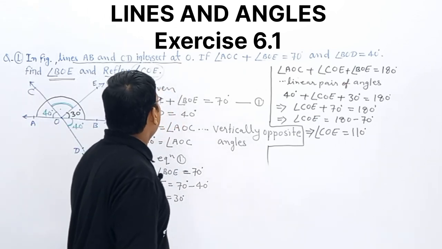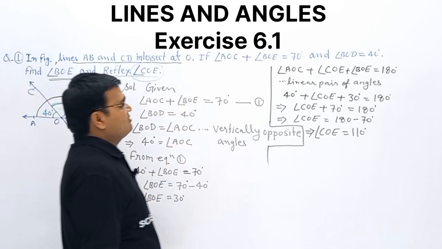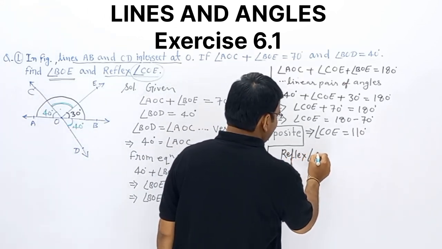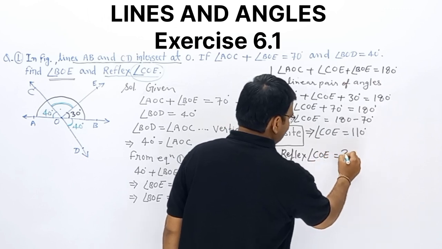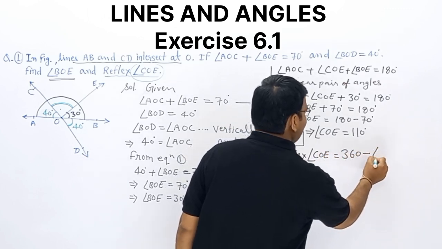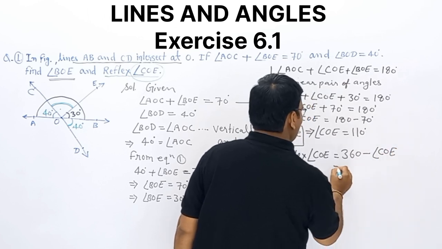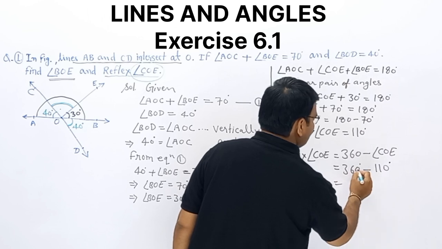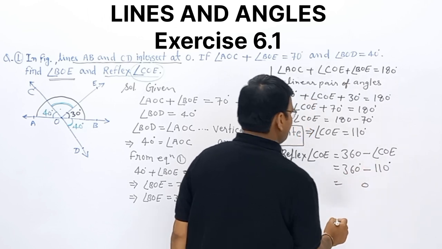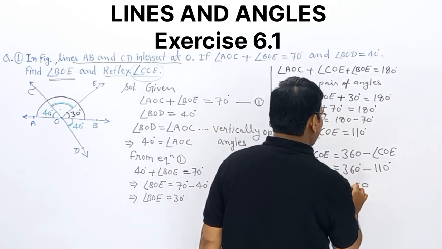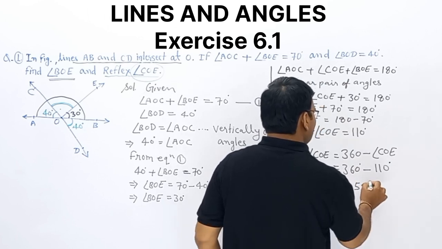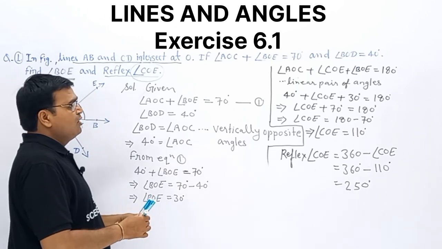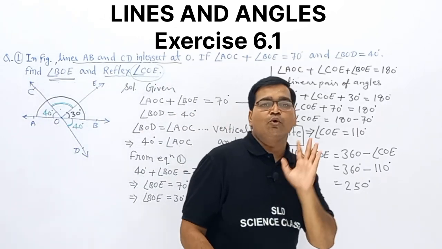But we don't want angle COE, we want its reflex. So reflex angle COE will be 360 minus angle COE, so 360 degrees minus 110 degrees. Solve this one. 0 from 6, minus 1 will be 5. 3 minus 1 will be 2. So 250 degrees will be the reflex of angle COE. Easy question. Only two concepts.